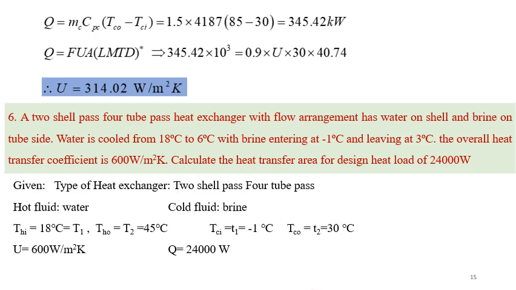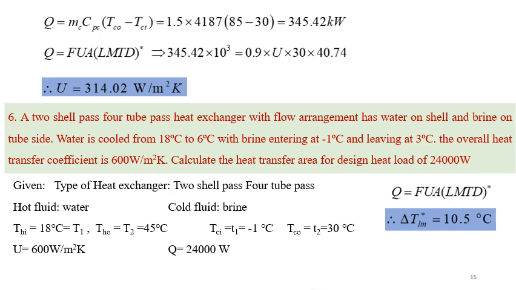24,000 watt. So given is the type of heat exchanger, 2 shell pass 4 tube pass heat exchanger. Hot fluid is water, cold fluid is brine. T_hi and T_ho are given. T_ci and T_co are given. U is given, Q is given. Now what we have to do: Q is equal to F into U into A into LMTD star. This is called counterflow LMTD. So F is the correction factor. So for F you have to calculate P, R, and delta T LM star, that you can calculate for counterflow.